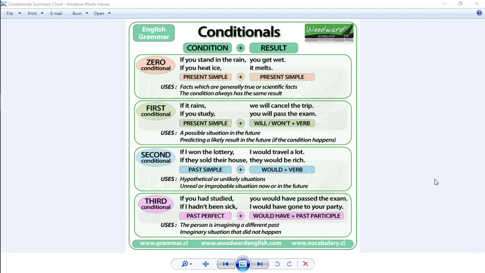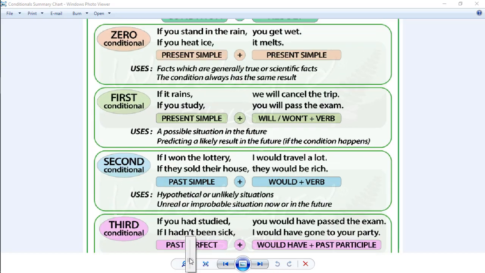Okay, so we'll start with conditionals. Remember that we need to have a condition and a result. We have four types of conditional: the zero conditional, the first, the second, and the third conditional. So right here, you can see the things we need.